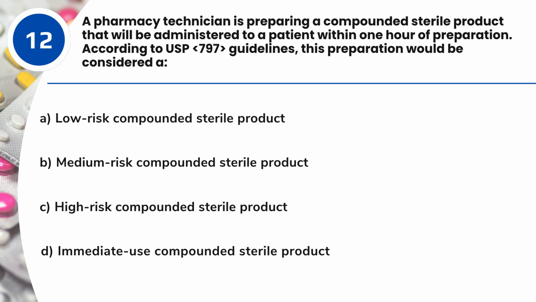Question 12. A pharmacy technician is preparing a compounded sterile product that will be administered to a patient within 1 hour of preparation. According to USP <797> guidelines, this preparation would be considered A. Low-risk compounded sterile product. B. Medium-risk compounded sterile product. C. High-risk compounded sterile product. D. Immediate-use compounded sterile product.